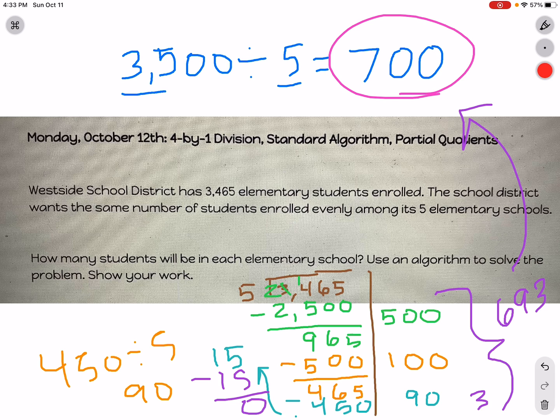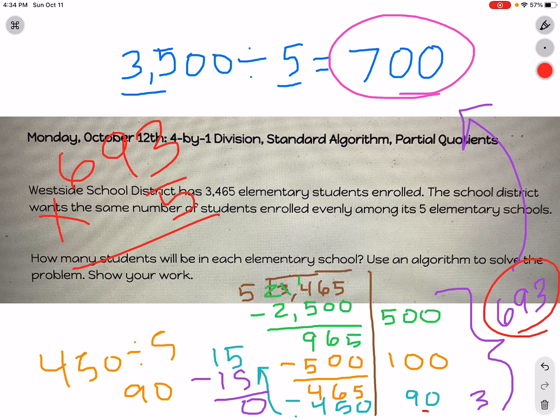I'm going to do it in red. I'm going to do it right over here. So we're going to take our 693 times our 5, and we should come up with what if we've done this correctly? If you said we should come up with the original dividend, 3,465, you're correct.